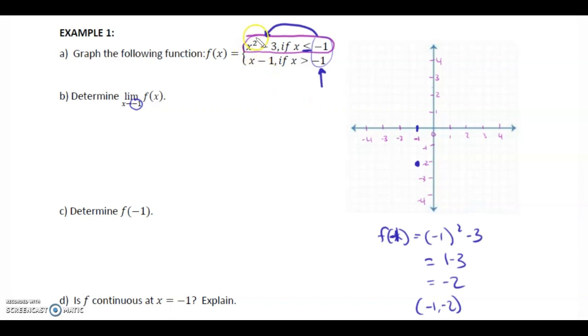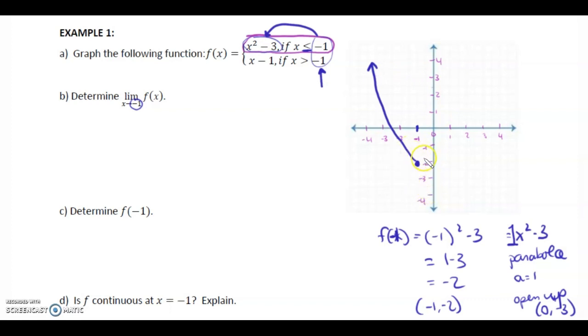So see how this is x squared minus 3? We no longer have to get proper coordinates for this, so I'm just going to say for x squared minus 3, this is a parabola. The leading coefficient is 1, right? So it opens up. And I'm satisfied with this point. We can also say the vertex is (0, -3). So I'm just going to draw this like a sketch, okay? And this is going to go up to the left.